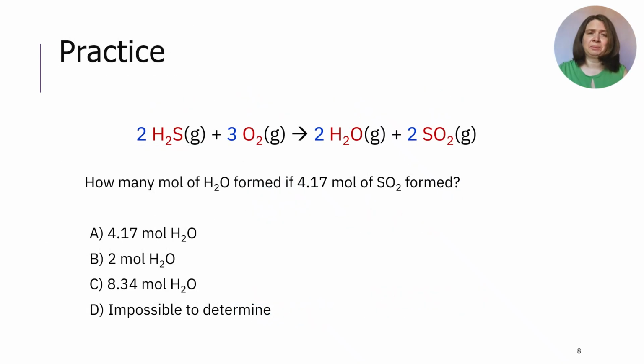Here's a practice problem. How many moles of water are formed if 4.17 moles of SO2 are produced? Looking at the balanced equation, 2 moles of SO2 produces 2 moles of H2O. Since the coefficients are equal, the moles are also going to be equal. Therefore, 4.17 moles of SO2 produces 4.17 moles of H2O.